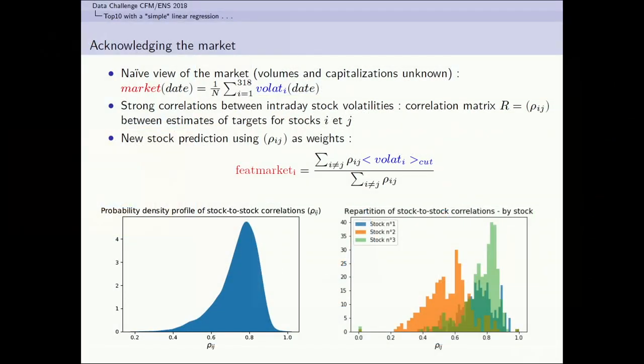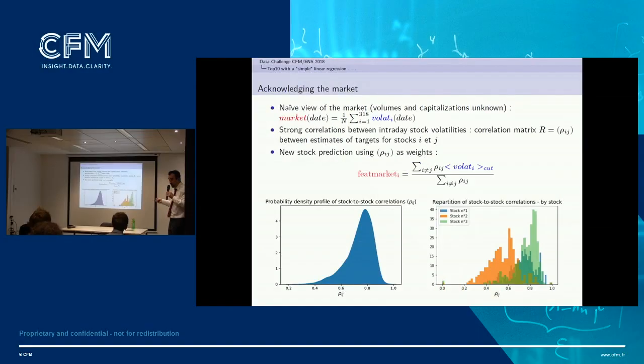So now let us acknowledge the market. As Lucas did, I calculated the correlation matrix between the stocks so that we could evolve from a naive view of the market as just the average of the volatilities to a stock-specific feature that uses these correlations as weights. Here you can see that the stocks are very well correlated together, stock-to-stock correlation, and that depending on the stock, you have a stronger or weaker correlation to the market.